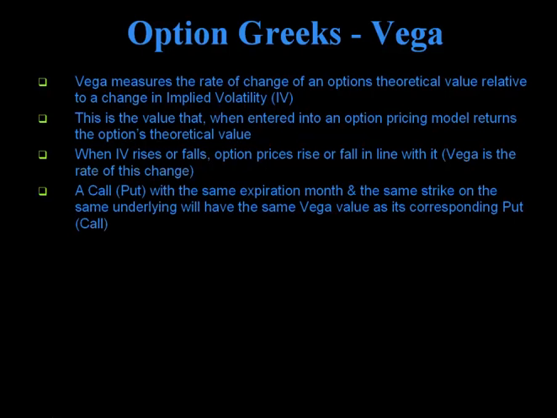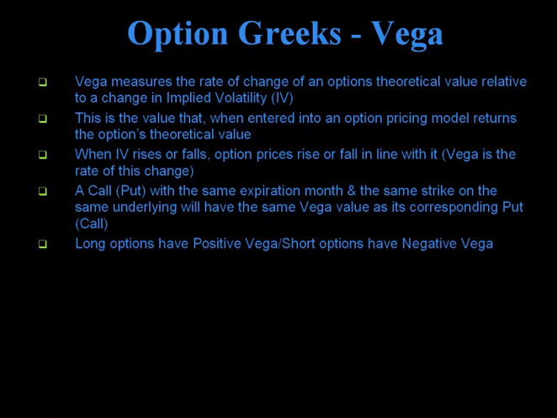A call or a put with the same expiration month and the same strike price on the same underlying will have the same volatility value. Okay? Long options have positive vega, short options have negative vega. So as I said earlier, if you're positive vega, then you want volatility to increase. That's good for your option contract. If you short options, you want your volatility to decrease. And again, when we get into specific option strategies, we'll talk in more detail about the ramifications of this and how to put this in your favor.